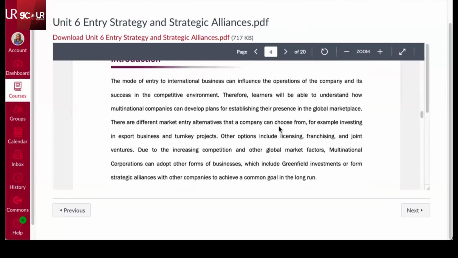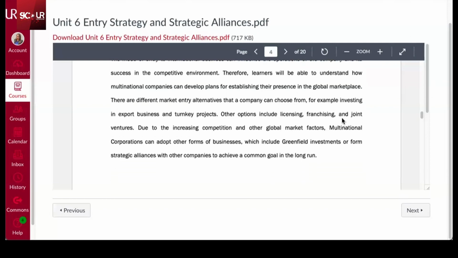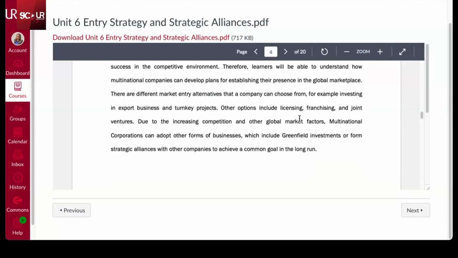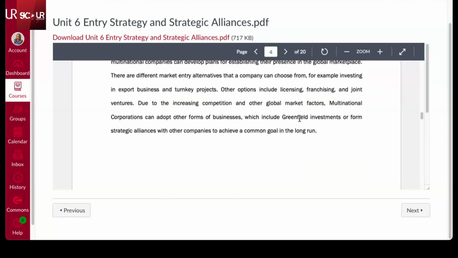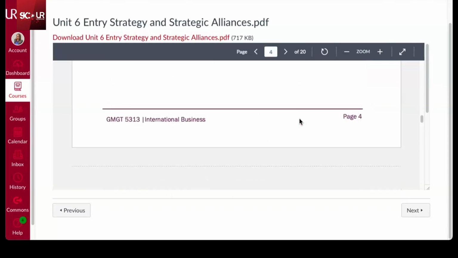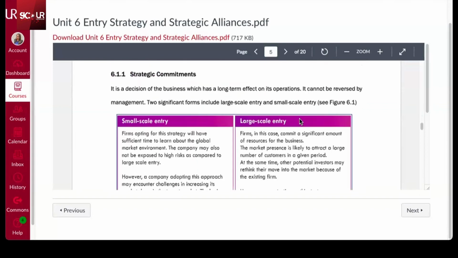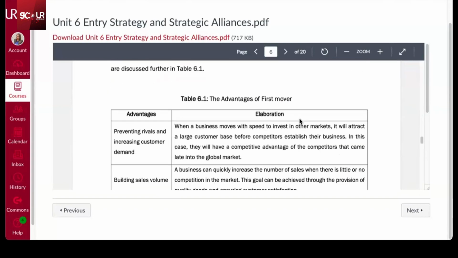Therefore, you are going to learn about market entry alternatives. For example, one of them, a very famous one, is import and export. Okay, and then other options including licensing, franchising, and joint venture. So due to the increasing competition and other global market factors, MNCs can adopt other forms of businesses, which include greenfield investment or forming a strategic alliance with other companies to achieve a common goal for the long run. Okay, so let's take a look at them one by one.